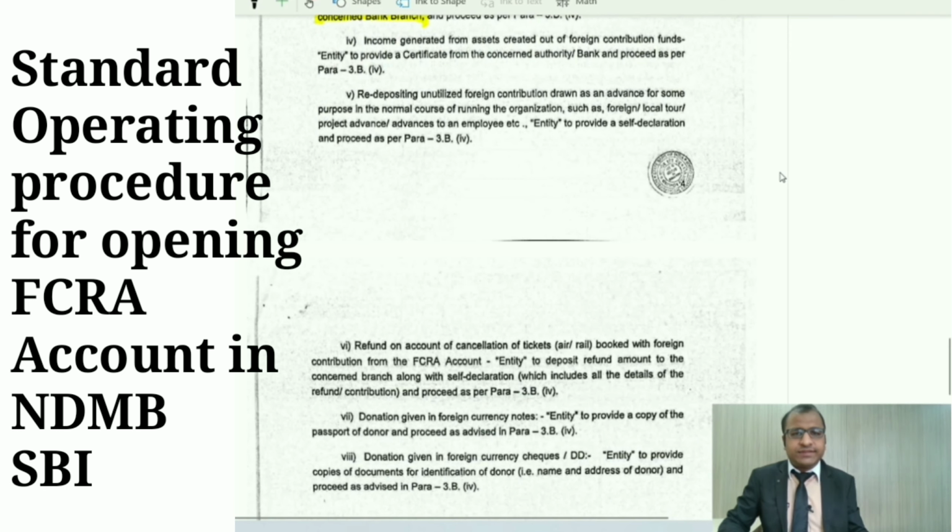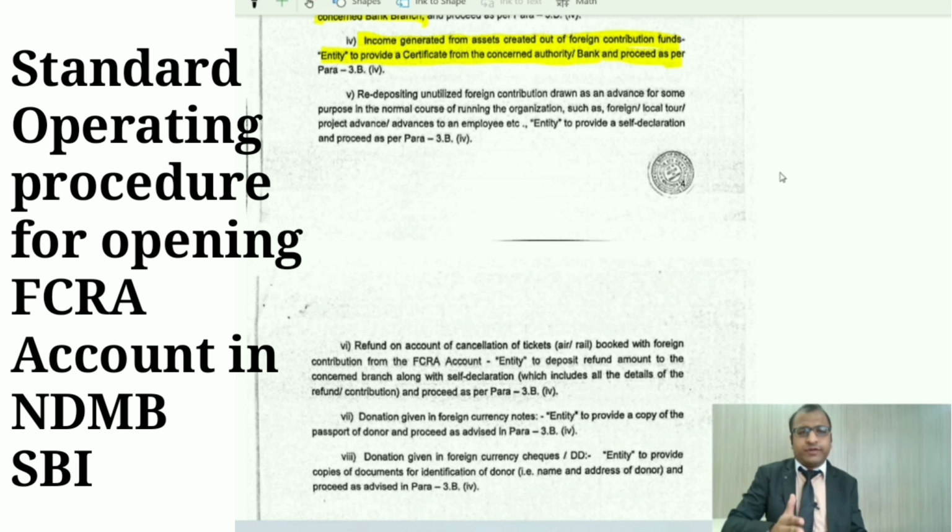Now, if you are selling any assets which were created out of the foreign funds, again the entity has to provide a certificate from the concerned authority or the bank that this money which is credited is out of the foreign funds. Then, redepositing unutilized foreign contribution drawn as an advance for some purpose in the normal course of running the organization: if you are redepositing the unutilized money in the account, the entity has to provide a self declaration along with the FEMA declaration and the purpose of redepositing.